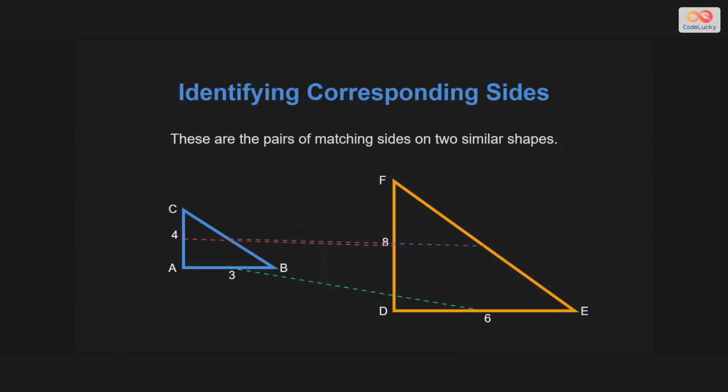When we have two similar shapes, their matching sides are called corresponding sides. For example, the base of the smaller triangle corresponds to the base of the larger triangle. The slanted side of the small one matches the slanted side of the big one. Identifying these pairs is the first step to understanding scale.